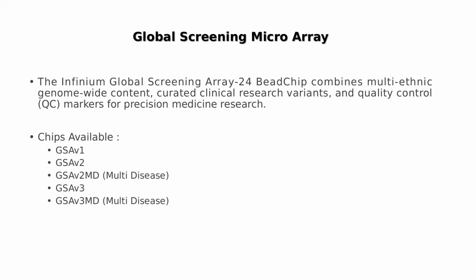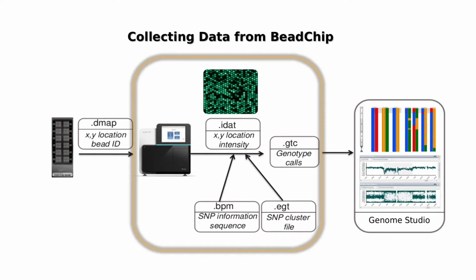So when you are working on a GSA, you have to know from which chip the data are coming, so that you need certain files for that. This is the diagrammatic view for collecting data from a BeadChip. After the iScan and the wet lab procedure, we receive IDAT files, which are XY location intensity files. For that we need a .bpm, which is also known as the manifest file, and the .egt cluster file for the genotypic calls. With the help of GenomeStudio, we can run our data and receive a genotypic call.